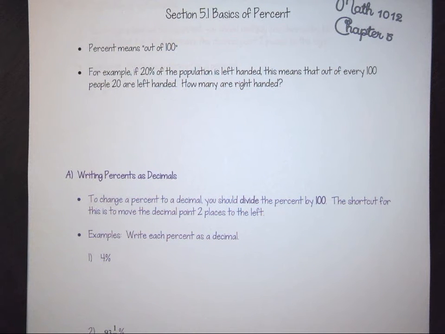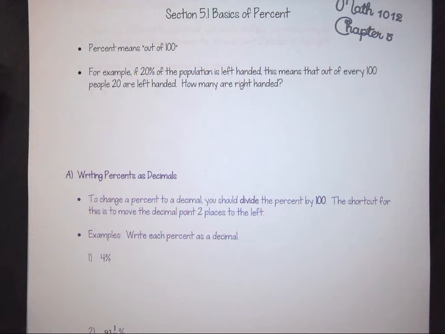Alright, percents. Seems like a fairly easy concept. However, there's a little bit more to it. Percents affect our everyday lives. Every time you go shopping, think of sales tax, that's a percent. That's always added on to the cost of whatever it is we're buying.